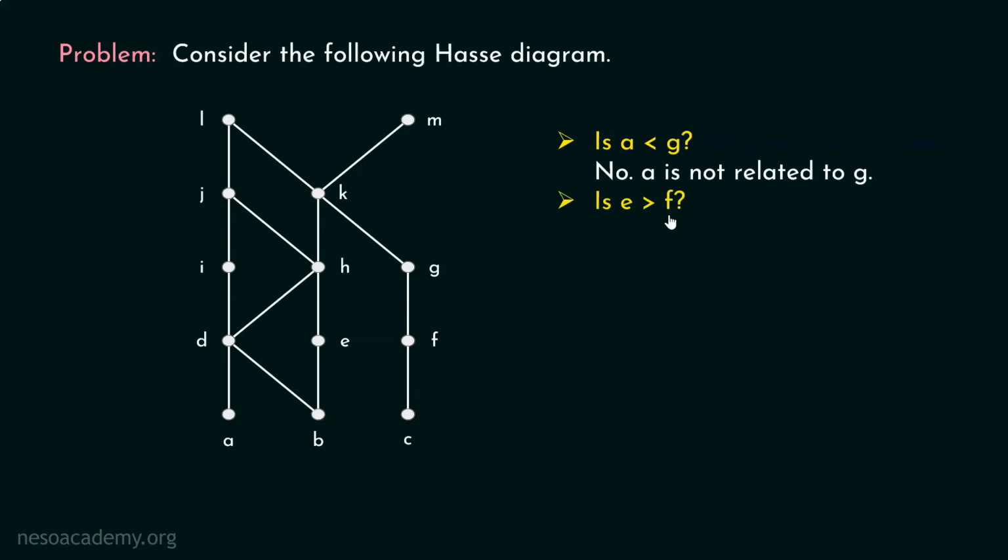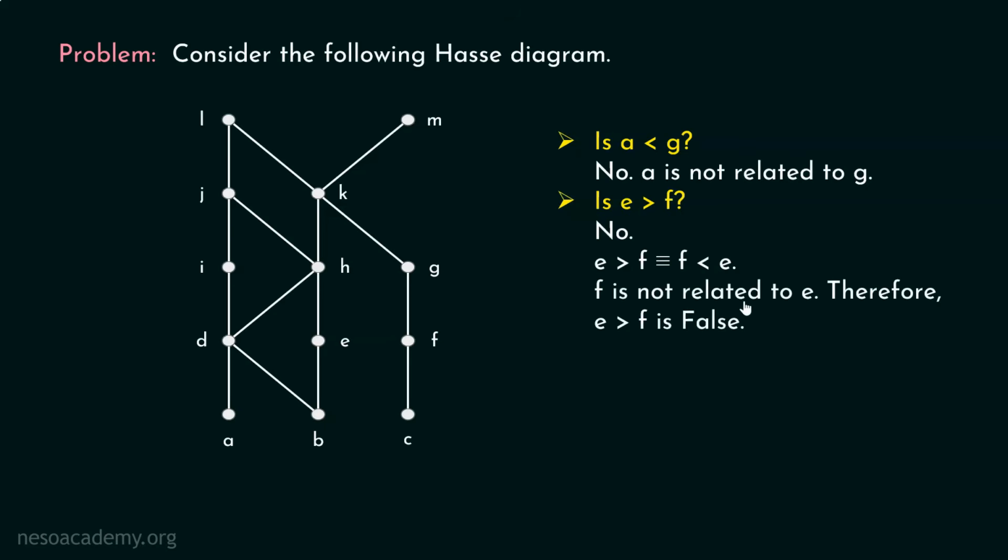Is E greater than F? In other words, we want to say, is it true that F is related to E? Just see this, F is not related to E anyhow. Therefore, it is not possible. E greater than F is actually equivalent to F less than E. F is not related to E, therefore E greater than F is false.